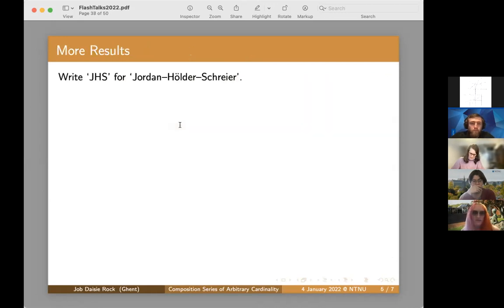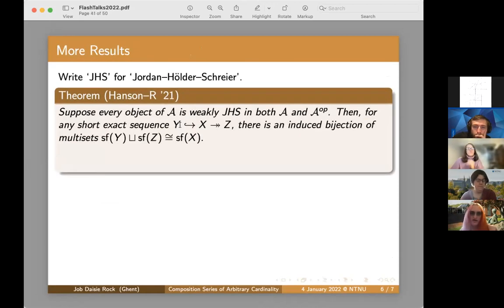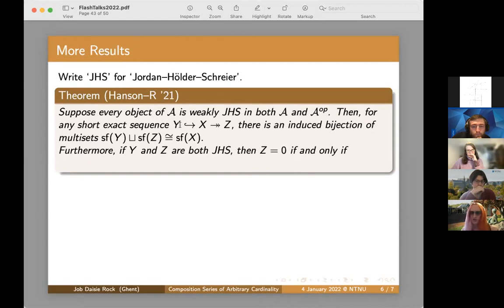Okay, last bit. We're going to write JHS to save space. This is a very strict requirement, but if you take a category where every object is weakly Jordan-Holder-Schreier in both A and A op, so you have to look at the opposite category as well, then you can look at short exact sequences, and you get an induced bijection on your multisets of subfactors. The subfactors of Y and Z are actually the subfactors of X, and this is what we see in the finite case that we're used to looking at. And if Y and Z actually have subfactors, then Z is 0 if and only if the subfactors of Y are the subfactors of X.